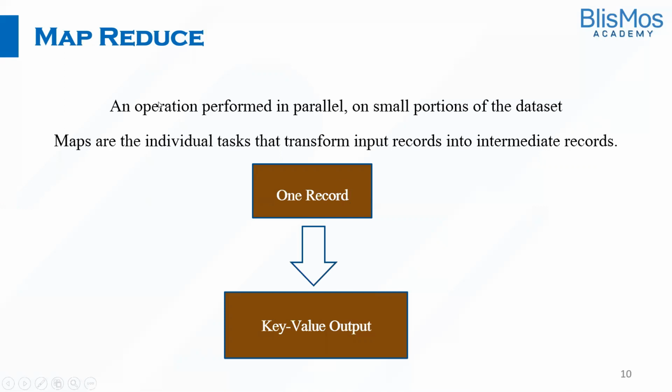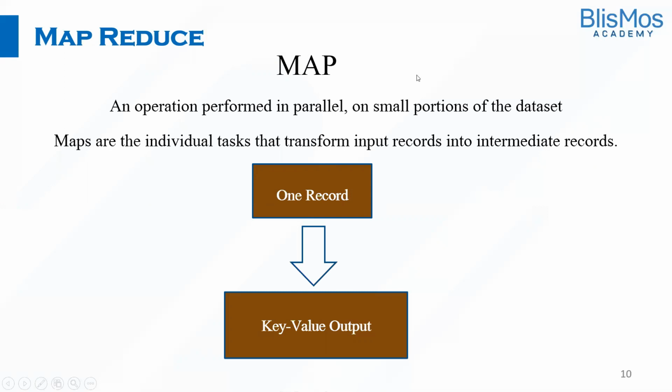MapReduce, we already understood, is an operation performed in parallel on small portions of the data set. Why am I saying small portion of the data set when I am saying this is a huge data? The reason being the data, whichever is big, is not at one place. That is broken down into smaller chunks and distributed across different systems. The map phase is acting on the small portion of the data which is split or broken into small chunks and stored in individual nodes or individual systems in a cluster.